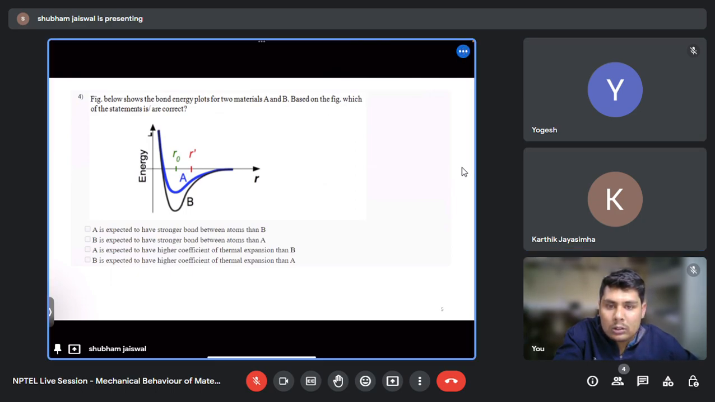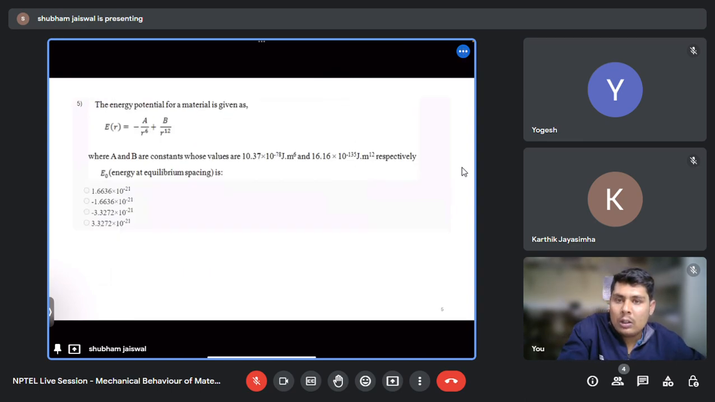As the B curve is steeper, it means the bonds are strongly bonded, so B is expected to have a stronger bond between atoms than A. So this second option is correct. And then the third option: as A is having the higher energy, it should have a higher coefficient of thermal expansion than B. So only these two options are correct.